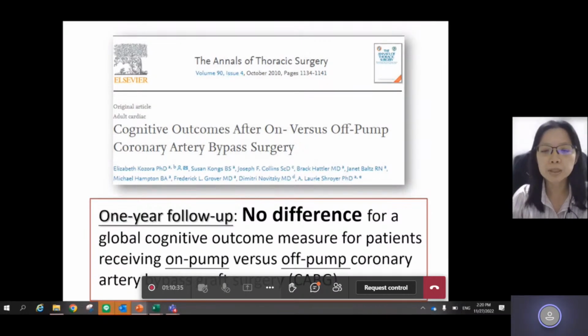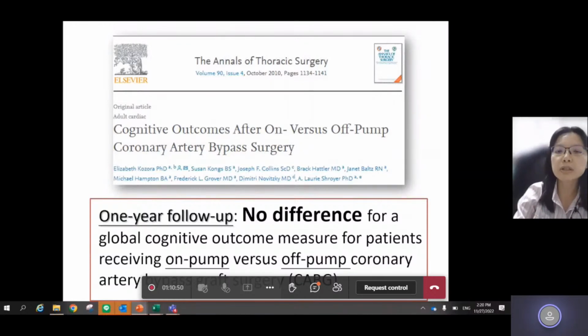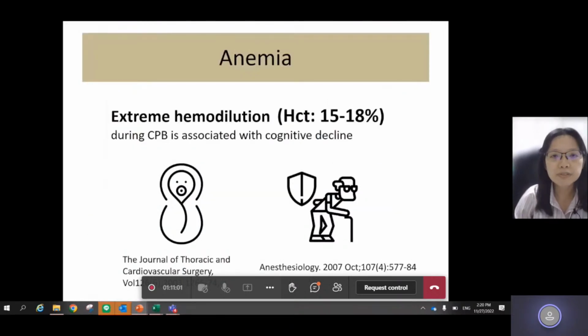So we should not try to avoid a neurocognitive dysfunction by avoiding cardiopulmonary bypass. We should choose cardiopulmonary bypass by the surgical need. And there are other risk factors or other issues that are going to be relevant to the POCD occurrence.